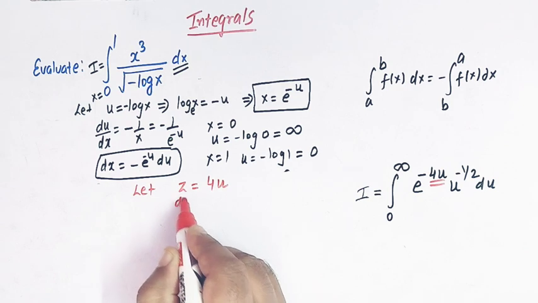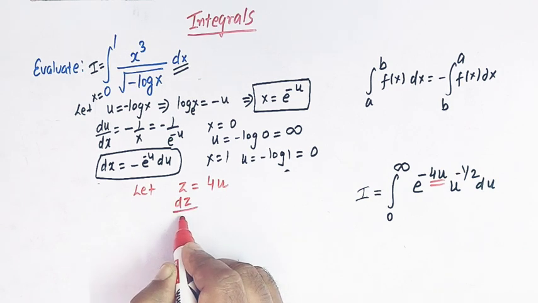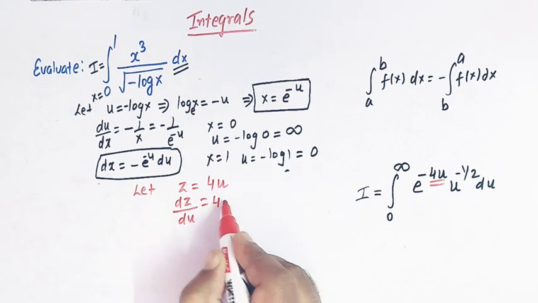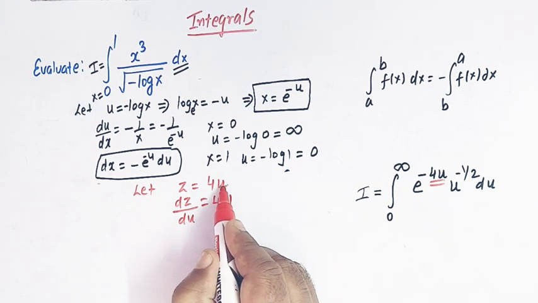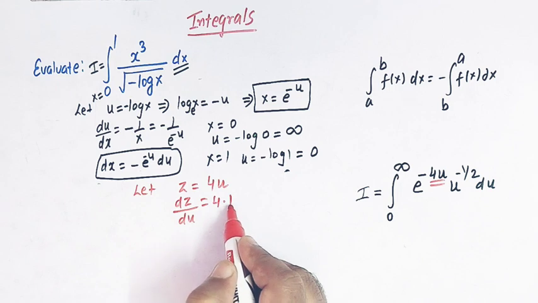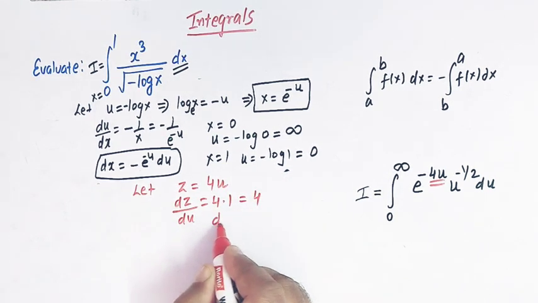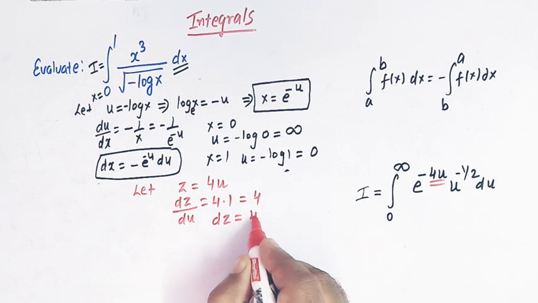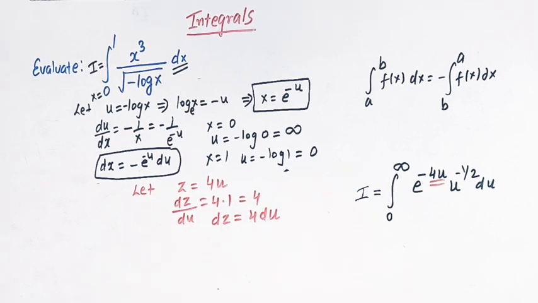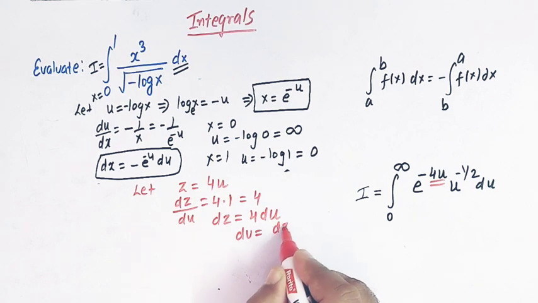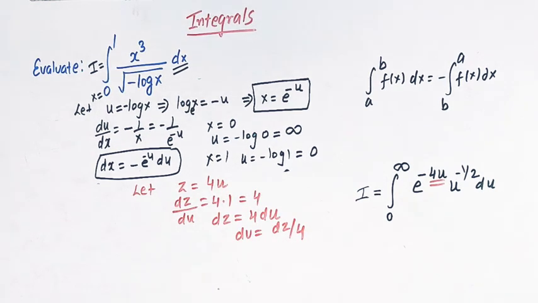So let us differentiate z with respect to u. So dz over du is equal to 4, that is, the derivative of u with respect to u is 1. So we have 4. So we can now write dz is equal to 4 times du, right? And du can be written as dz over 4, right?